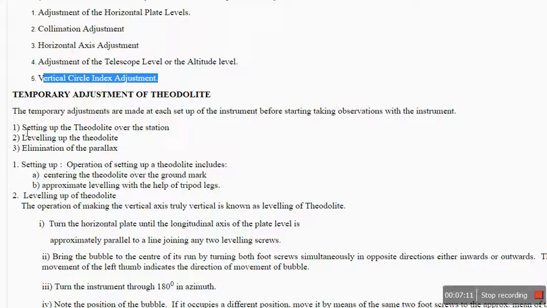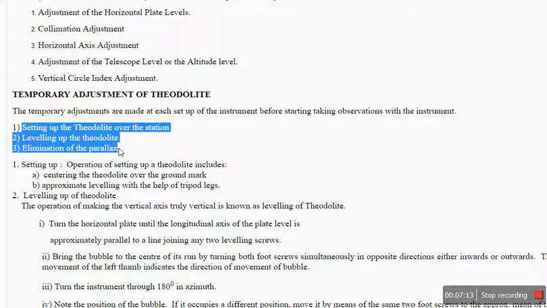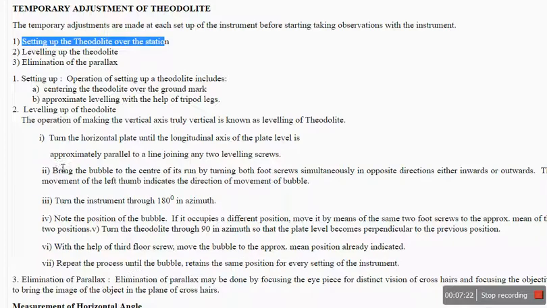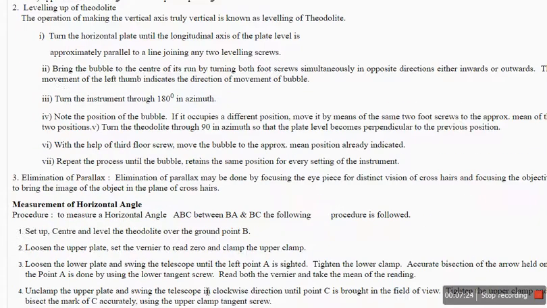Temporary adjustments, like we discussed, have only three points: setting up the theodolite over the station, then leveling, then elimination of parallax. Parallax is when you focus on a point, the direct vision of the crosshairs, the focusing of the object, bringing it to the center exactly, is called the elimination of parallax.